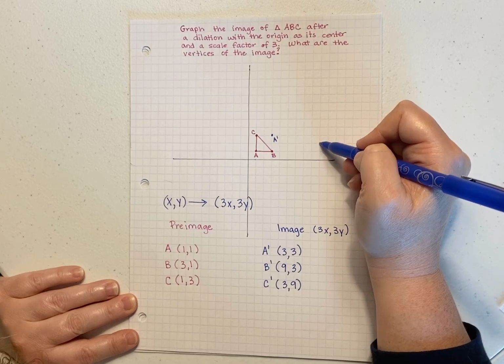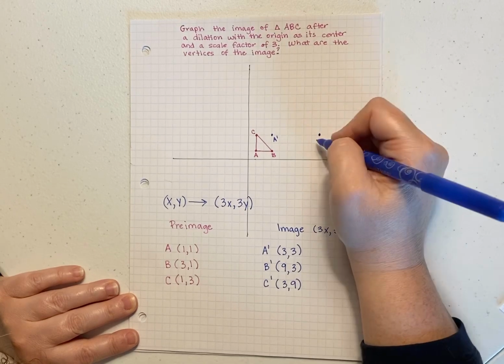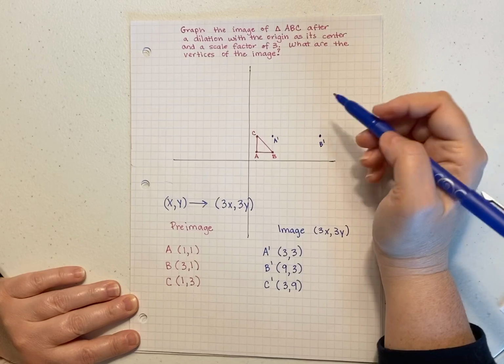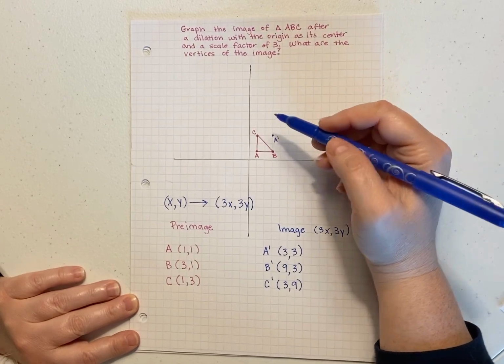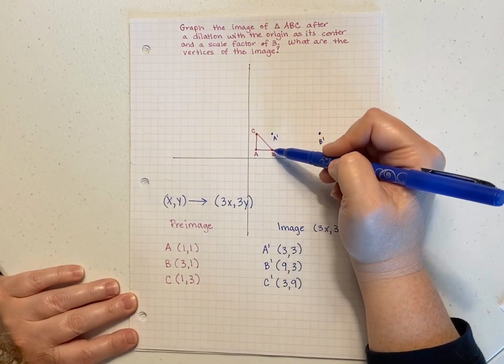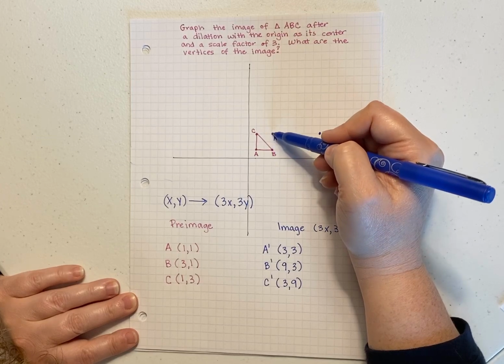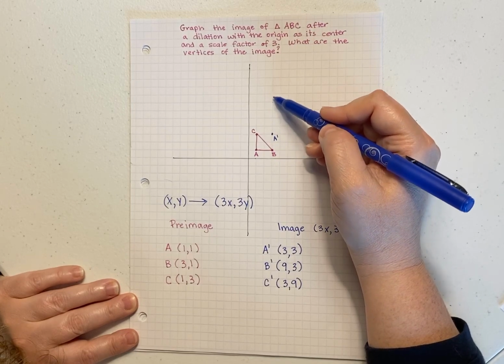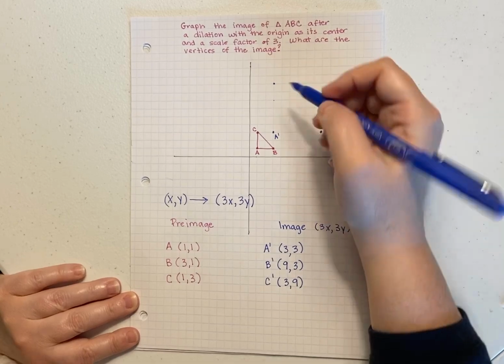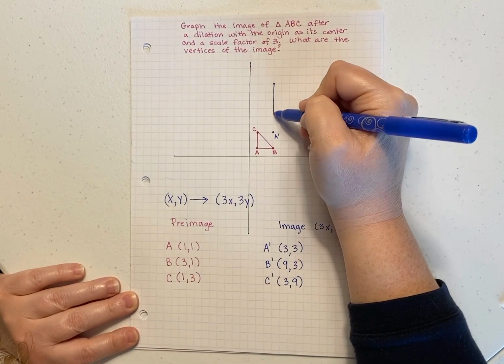Up 3. 1, 2, 3. Right here for my B prime. And my C prime is going to be 3 and 9. Okay. So 3. 1, 2, 3, 4, 5, 6, 7, 8, 9. Right here. And my final shape.